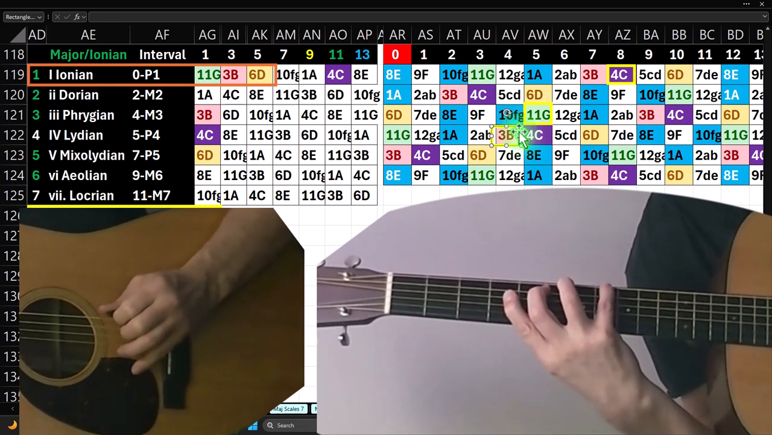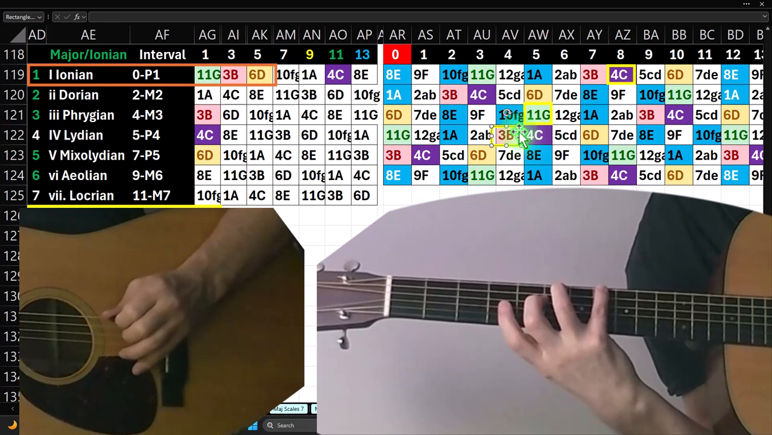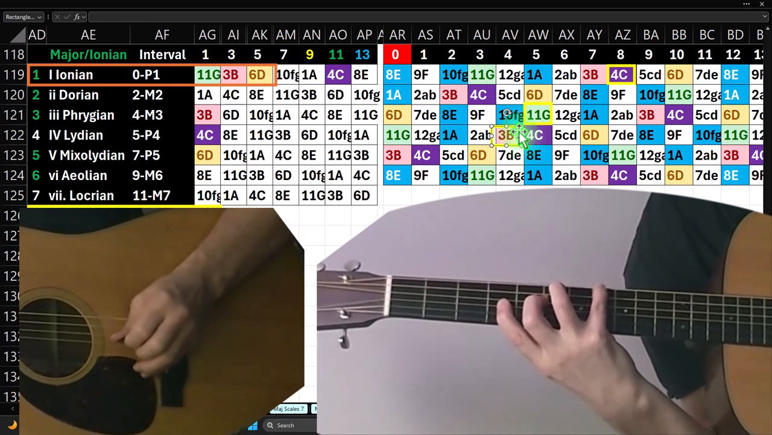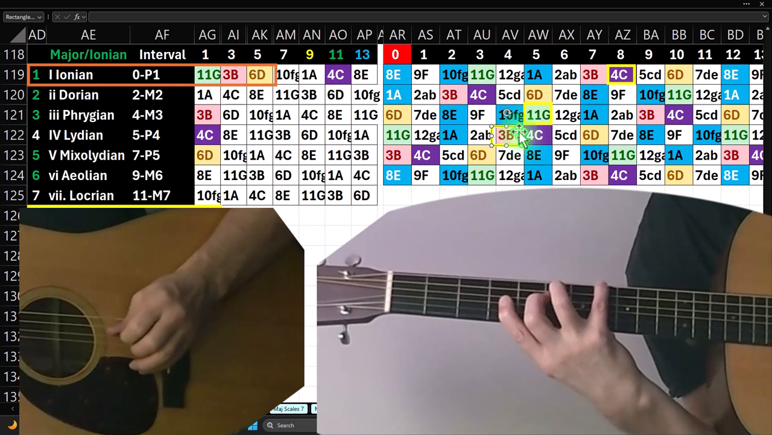So now I've got the 11. What? No, that's not right. 11. 11, 1, 3.